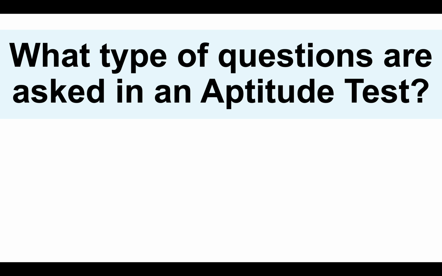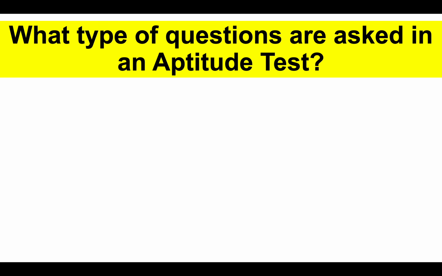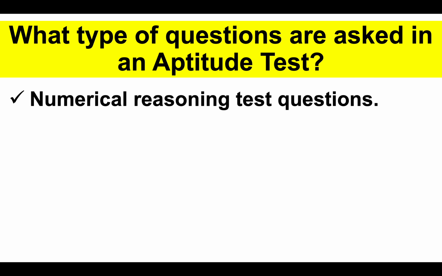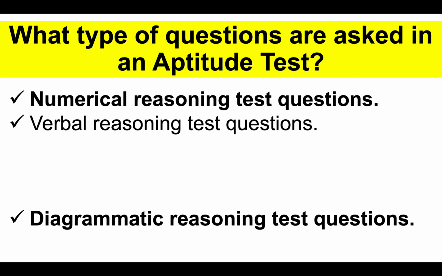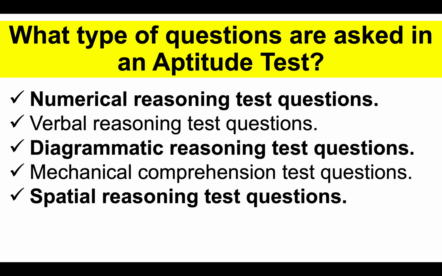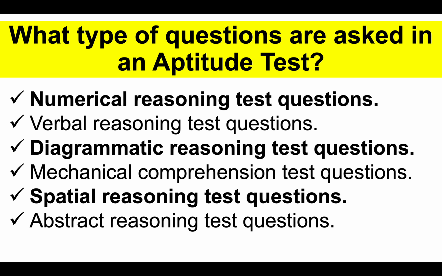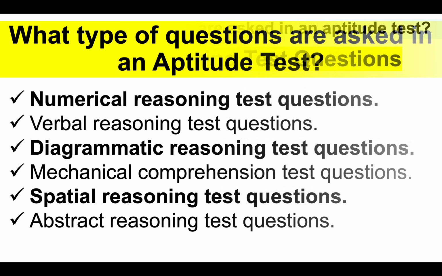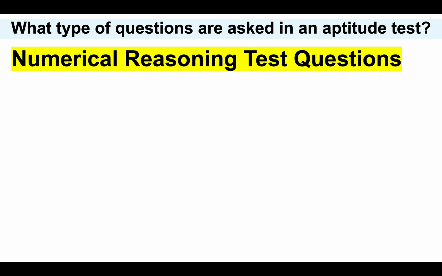So what type of questions are asked in an aptitude test? Well, the common type of questions that are asked during aptitude tests include numerical reasoning, verbal reasoning test questions, diagrammatic reasoning test questions, mechanical comprehension, spatial reasoning, and abstract reasoning test questions too. So these are the more common type of aptitude test questions. And I can pretty much guarantee these are the type that you will have to respond to during your aptitude test. And of course, the best way to prepare is to practice lots of questions under timed conditions.